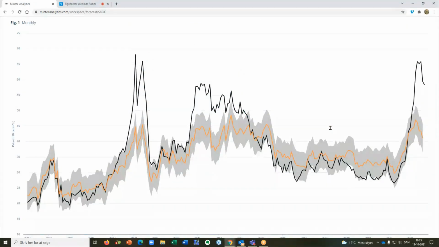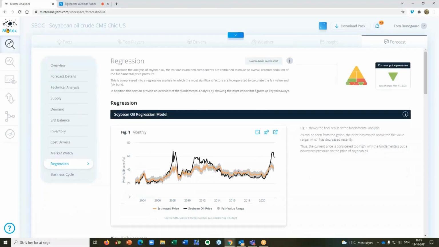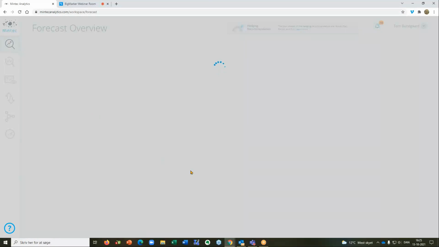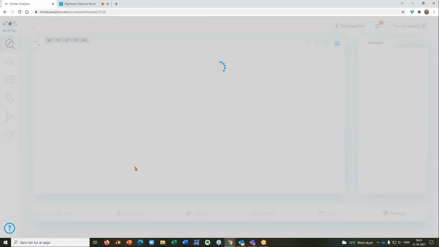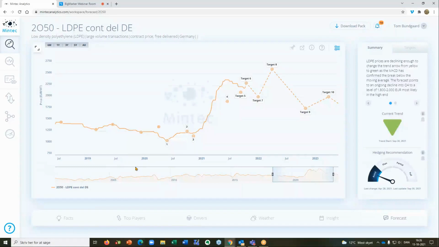So I hope that, and we didn't go into all the specifications, but I hope this is an overview of how we model things. And I think the best way to show that would actually be to take another example. I can pick anything. Let's take polyethylene. Here you've got the targets.